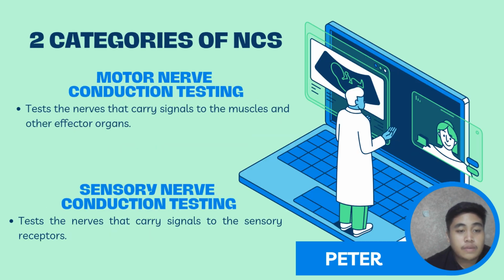Two categories of NCS. First is motor nerve conduction testing. It is to test the nerve that carries signals to the muscles and other effector organs. And the second is sensory nerve conduction testing. It tests the nerve that carries signals to the sensory receptors.